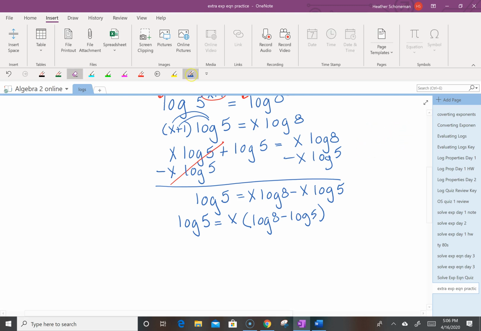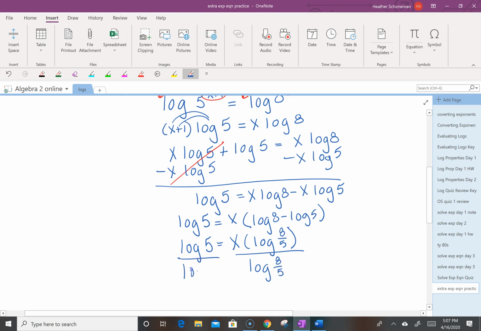It just looks weirder. Okay, so now this last part I want to rewrite. So this is going to be the log of 5 equals x. And remember, using our log properties, when it's subtraction, it means division. So this is the log of 8 over 5. Then to solve, we're going to divide by the log of 8 over 5. And that's your answer. But somehow we got to put that into our calculator.